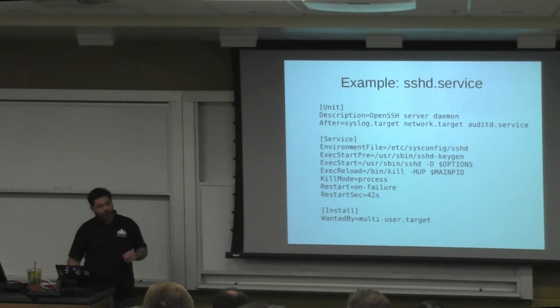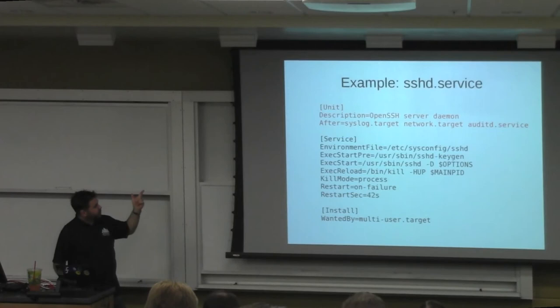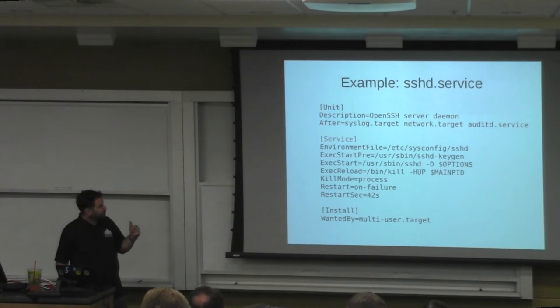Up here we have the unit configuration. We have some information here. There's a description and a little bit of dependency information that says this needs to run after syslog, network, and auditd. And then we have the information about the service itself. Where does it find its environment? There are some things that we want to run before we actually start the service. Here's how we start the service. This is how we reload the service. This is how systemd should kill the service. And there are some different modes here.